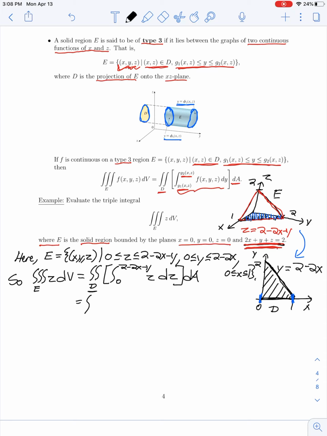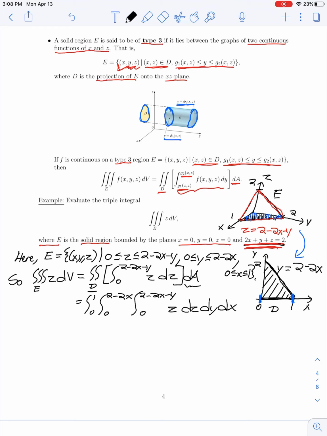So here, expressing the plane region D as a type 1 region, well, we said our range of x values was from 0 to 1. Our range of y values was from 0 to 2 minus 2x. And then we have this inner integral from 0 to 2 minus 2x minus y of z, first with respect to z. And then for the outer double integral, our differential of area, it would be given in the order here, dy dx. So let's evaluate this iterated integral.